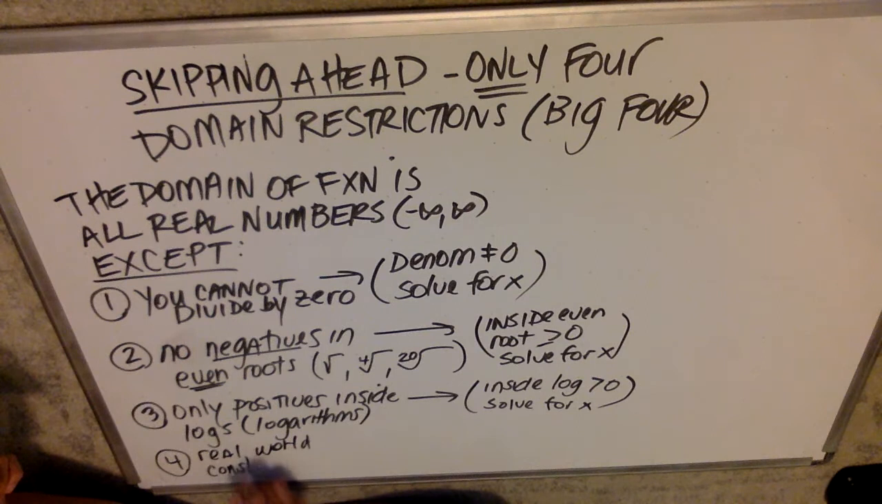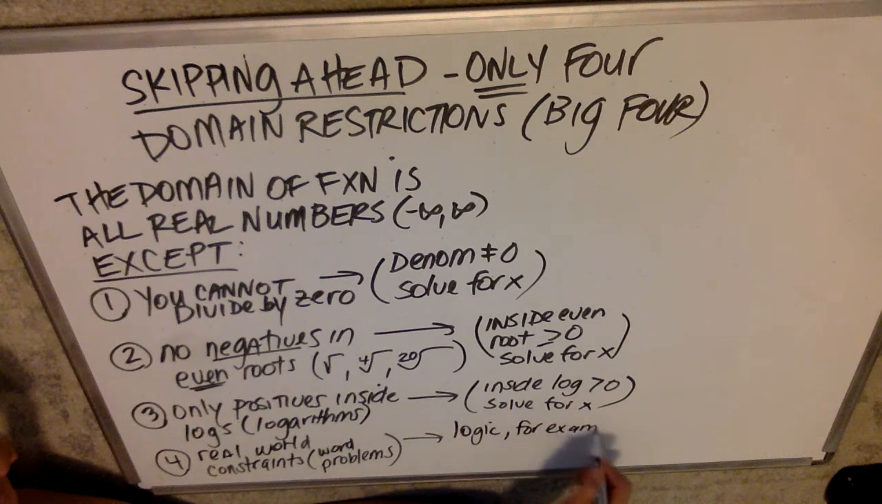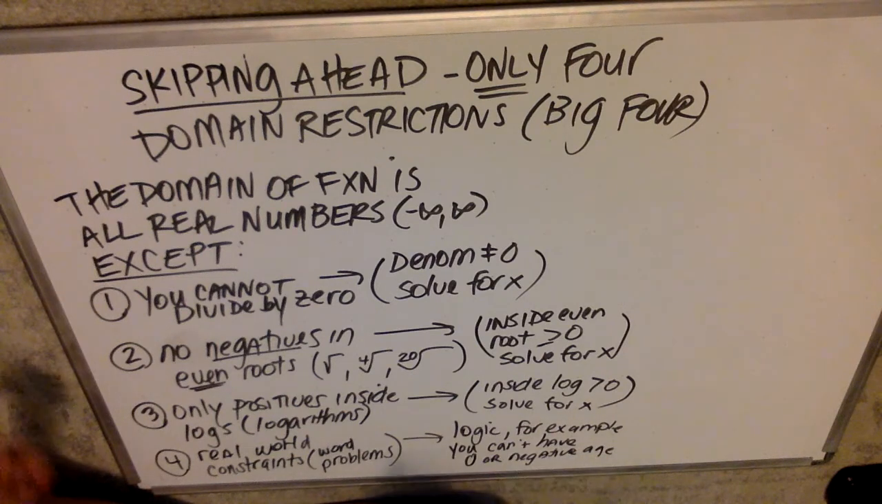What I mean by real-world constraints, this is something that you only see really with word problems, okay? And I'm going to give you an example. For example, you can't have a 0 or negative age. So if your x in your problem was about someone's age, it wouldn't make sense for someone to be negative 20 years old, right? So that's a domain restriction.